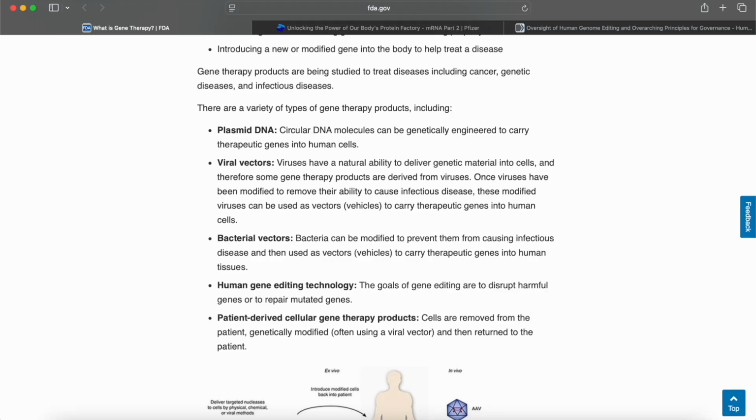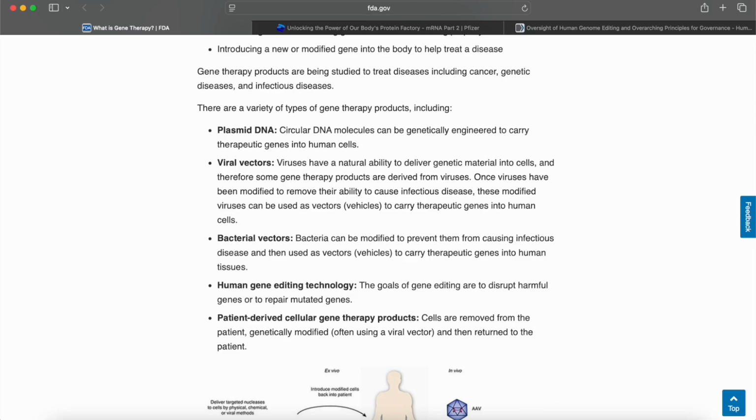There are a variety of types of gene therapy products, including plasmid DNA. Circular DNA molecules can be genetically engineered to carry therapeutic genes into human cells. Viral vectors. Viruses have a natural ability to deliver genetic material into cells, and therefore, some gene therapy products are derived from viruses. Once viruses have been modified to remove their ability to cause infectious disease, these modified viruses can be used as vectors, vehicles, to carry therapeutic genes into human cells.